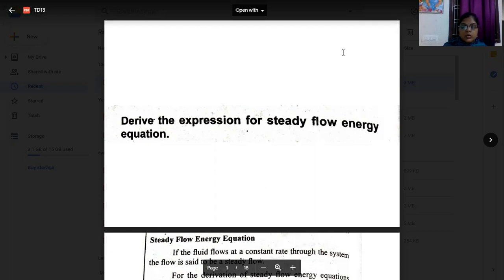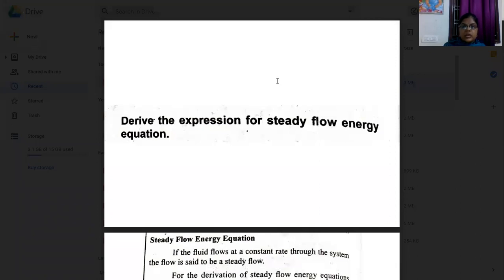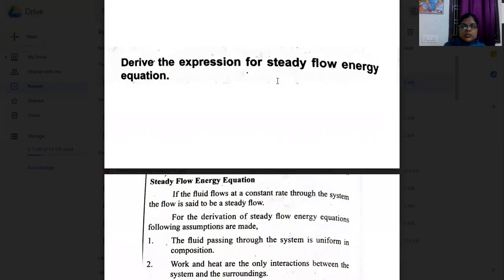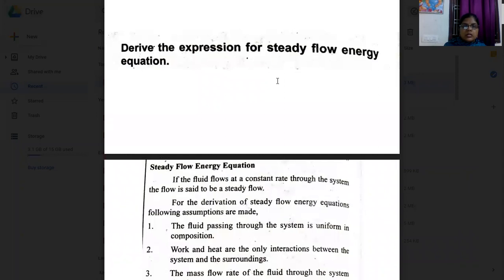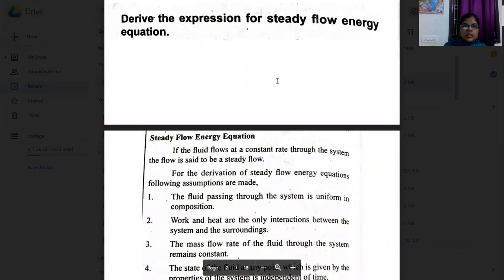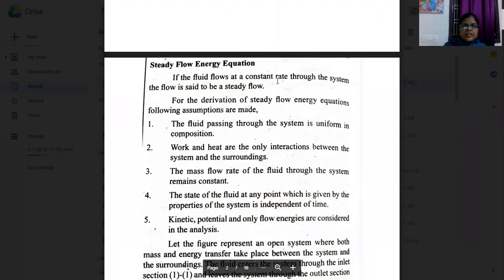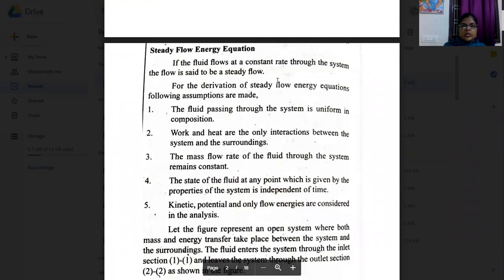Today, we discuss the topic: derive the expression for steady flow energy equation. We already solved it in the previous class, but I can recall it again. So, what is the steady flow energy equation?